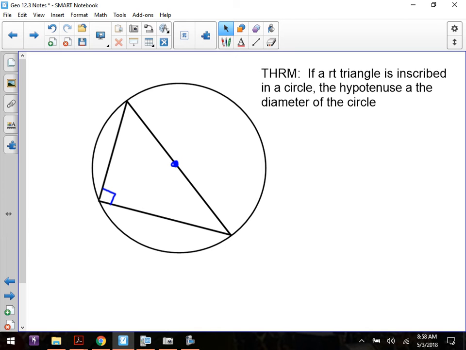Is the diameter. Oh. Sorry. Didn't have to proofread my handwriting. Try to be all fancy and I type something in real quick. And it's hypotenuse of the.